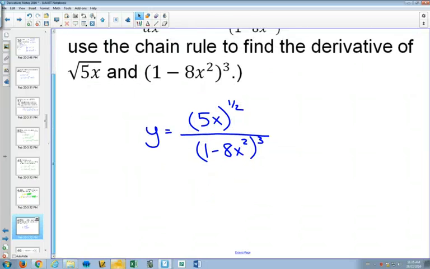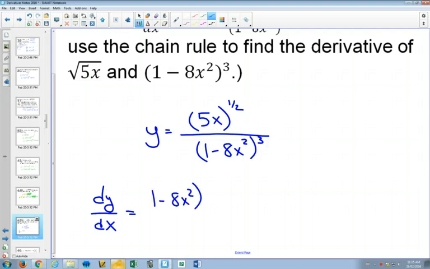Our quotient rule says, and again, this is why you have to have these things memorized, quotient rule says keep the bottom function the same, (1 minus 8x squared) cubed. Multiply that by the derivative of our top function. Our top function is a 5x to the half. How do we do the derivative of that? The half would come out in front. Keep the inside the same. Subtract 1 from the exponent. And then multiply by the derivative of the inside function.